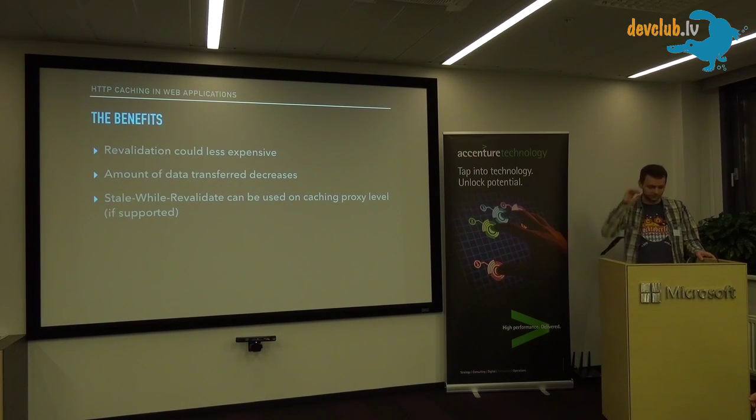And there's another interesting thing. You can also use a thing called stale-while-revalidate on a caching proxy level, if it supports that, of course. Stale-while-revalidate is a feature where your caching proxy serves stale objects while it revalidates, while it goes to the origin to get a new one, and it does it asynchronously. So if you're making your request, you get a response immediately, and at the same time the server in the background is going to origin, fetching it, and updating the cache.